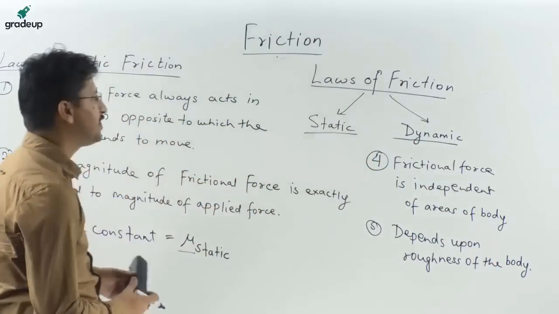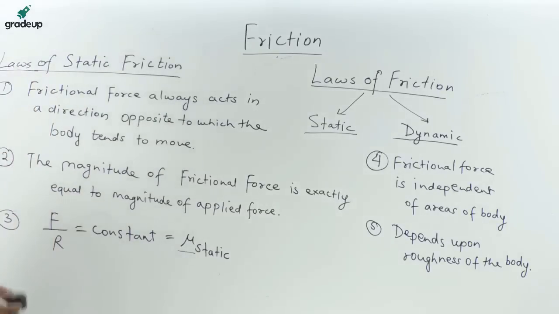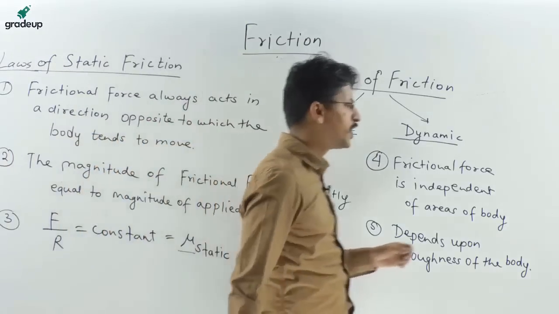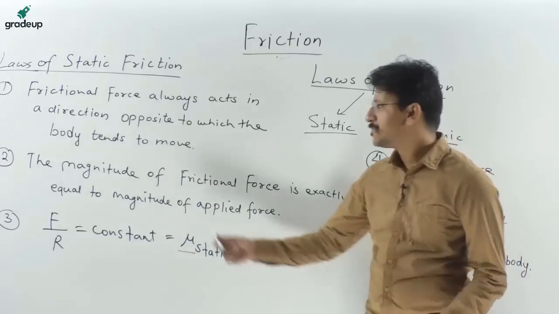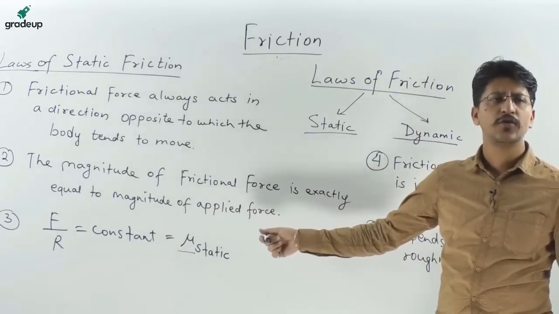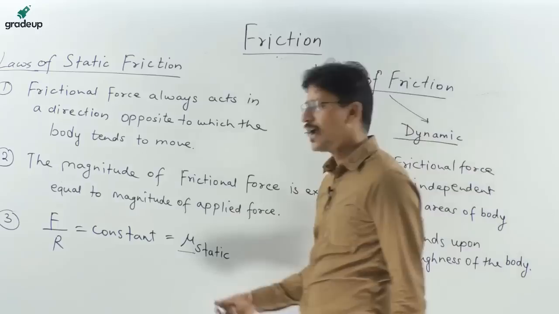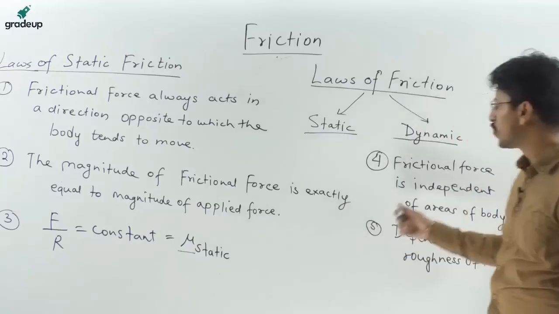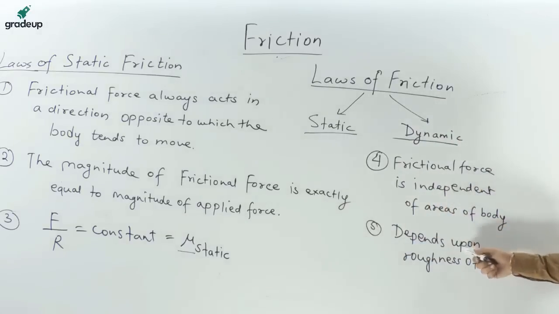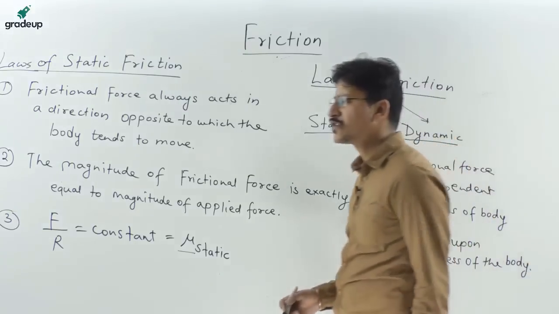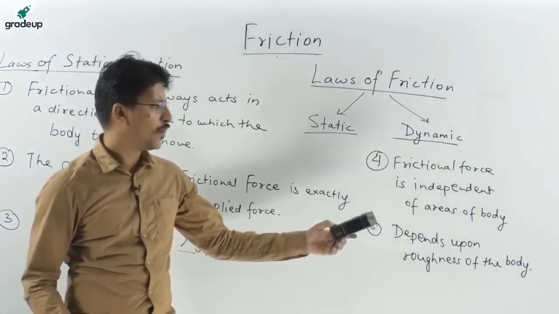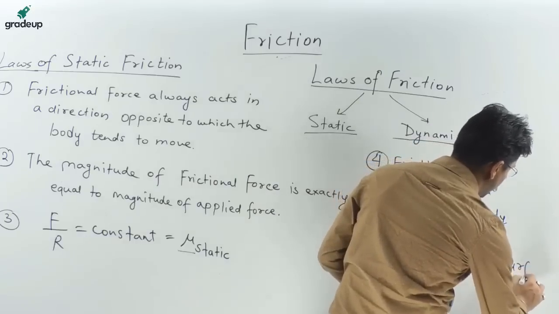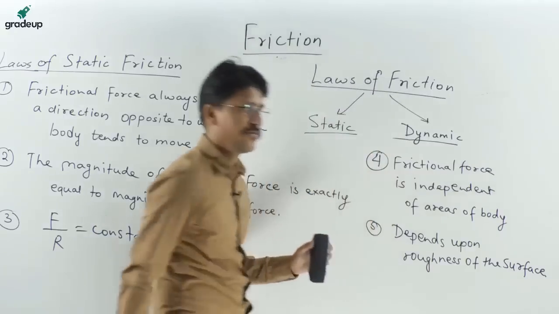So these are the five laws of static friction. Frictional force always acts in a direction opposite to the direction in which the body tends to move. Second, its magnitude is exactly equal to the magnitude of the applied force. Third, the ratio of F by R, the coefficient of friction, is constant. Fourth, frictional force is independent of the area of the body. And fifth, the frictional force depends upon the roughness of the surface. Surface would be the more apt word here.